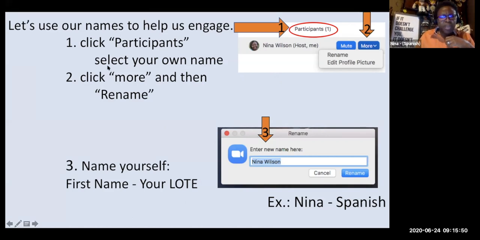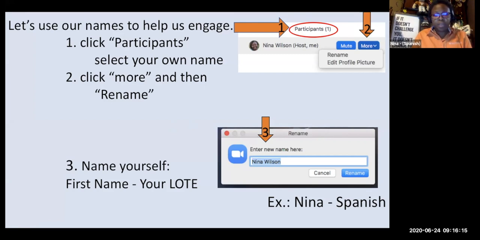And the way you're going to rename yourself is you're going to call yourself your first name and then a dash and then what language you teach. So I'm going to be Nina-Spanish. And whatever level, so if it's 1, 2, 3, 4, if you could put those behind that as well.